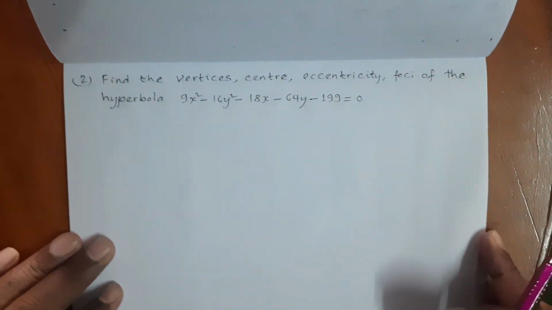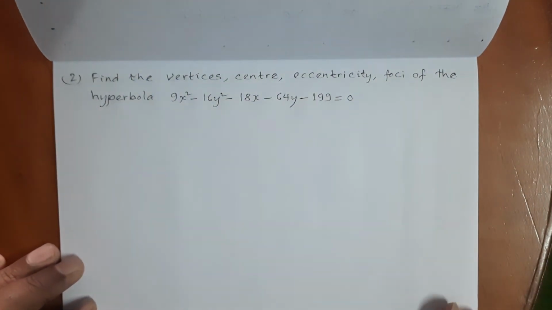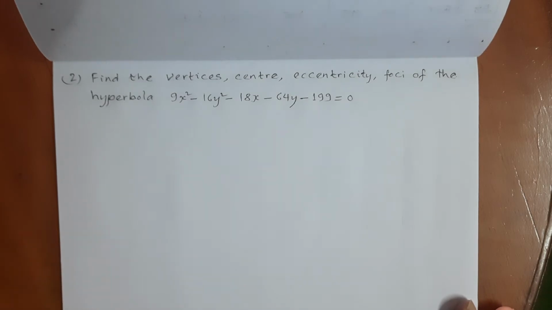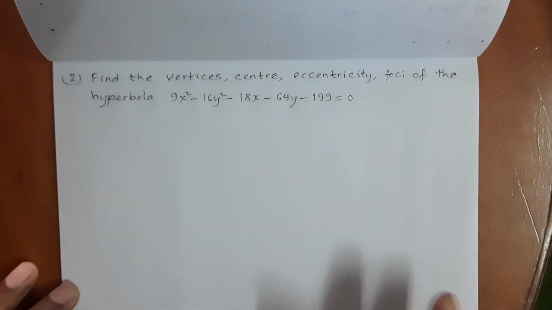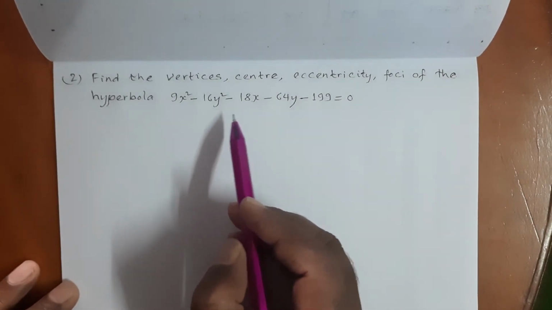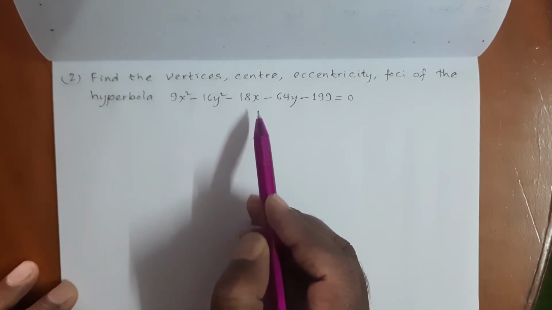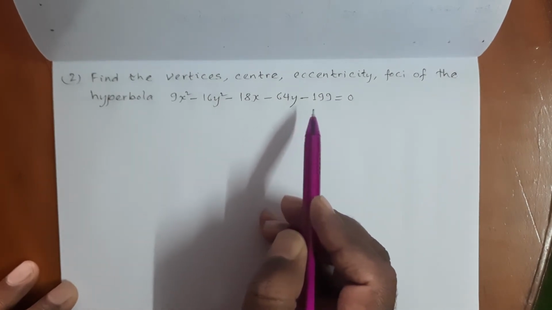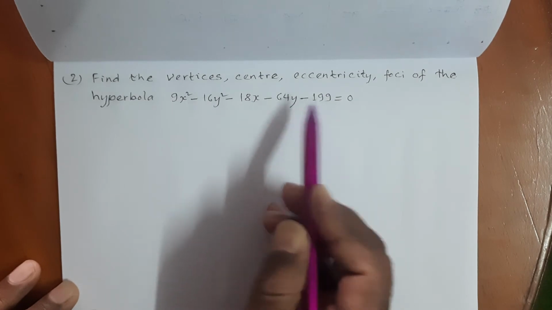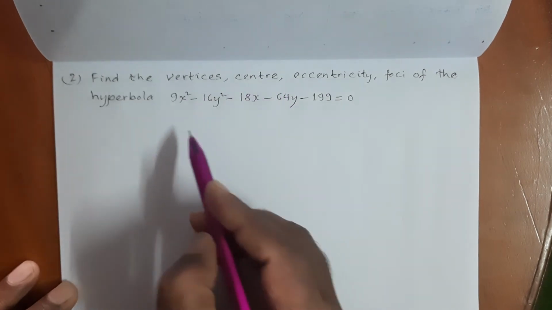Now next question: find the vertices, center, eccentricity, and foci of the hyperbola. Here, first of all, we change this into the form x minus h whole square over a square minus y minus k whole square over b square equal to 1. Then we will find all the parameters.